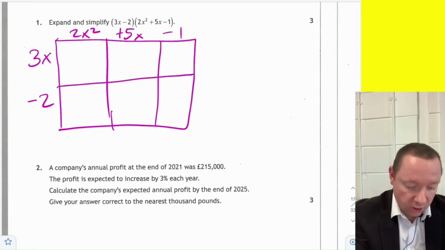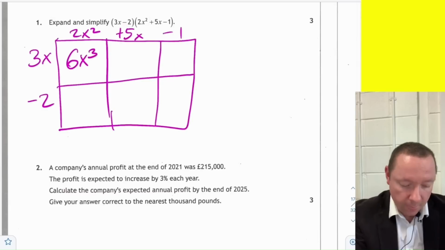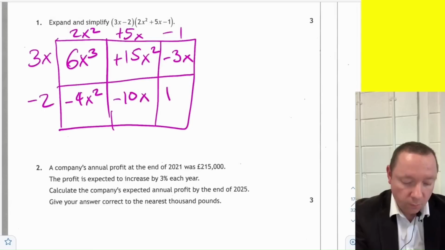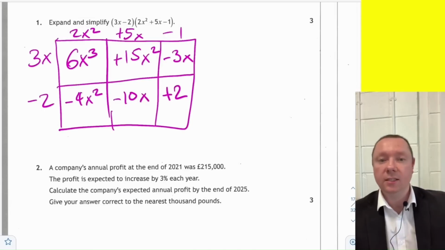So 3 2s are 6, so I've got 6x cubed. 3 5s is 15, so I've got 15x squared. 3 1s is 3, so minus 3x. 2 2s is 4, so minus 4x squared. 2 5s is 10, so minus 10x. 2 1s is 2, so plus 2, because minus times a minus is a plus.